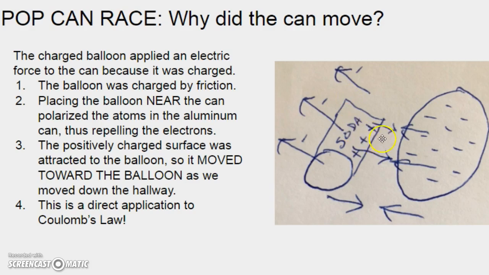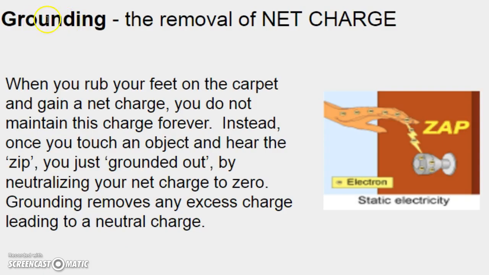Therefore, the positively charged surface was moved or attracted to the balloon. So it moved towards the balloon as we moved down the hallway. This is a direct application of Coulomb's law. So let's talk about the process of grounding. It's simply the removal of a net charge.